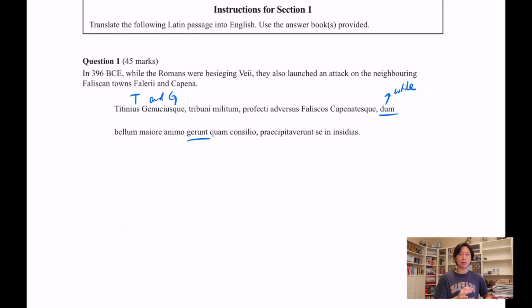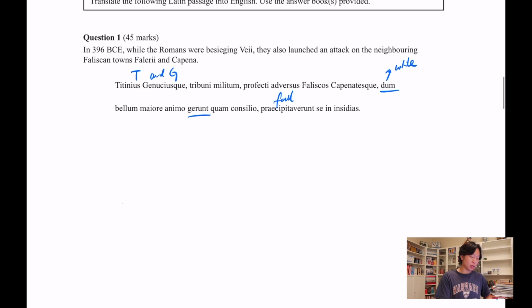Praecipitaverunt se in insidias. Now I don't know exactly what praecipitaverunt means. I think it means to fall, so I'm just going to go with that meaning, to fall. So, fell into an ambush. So I roughly have that translation now.